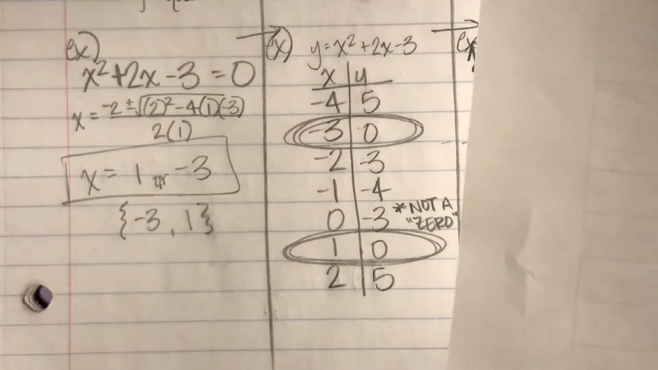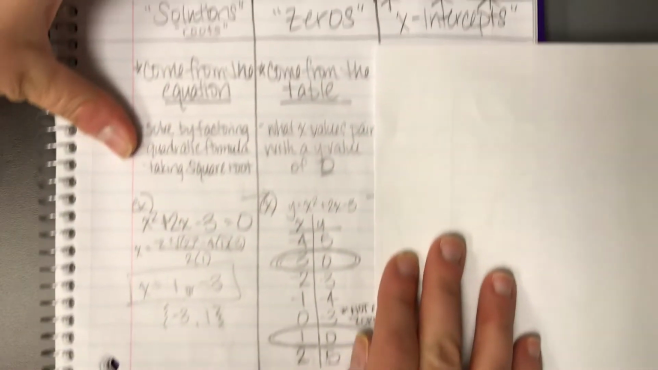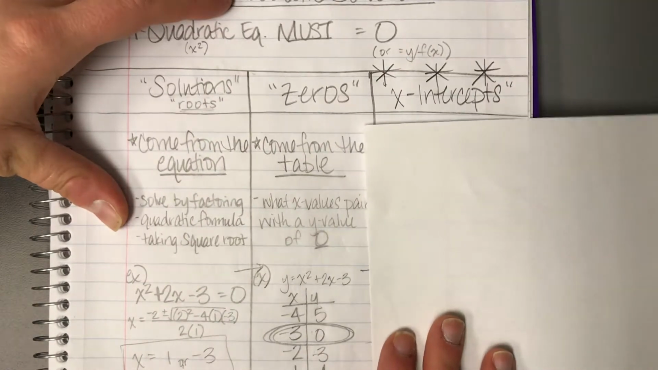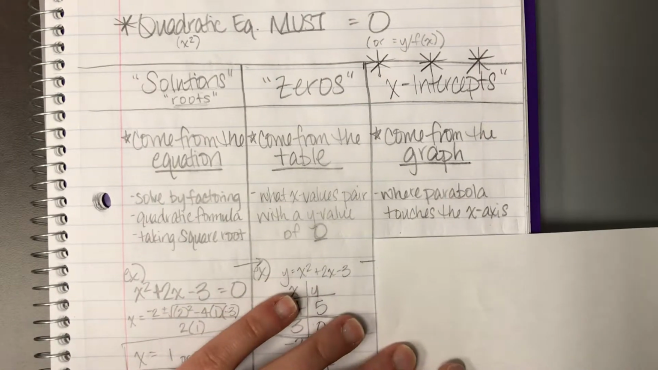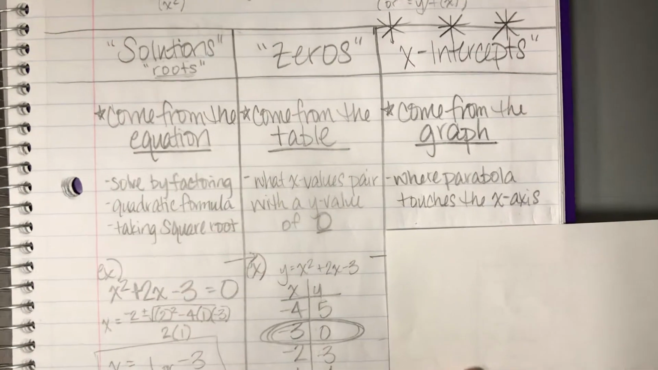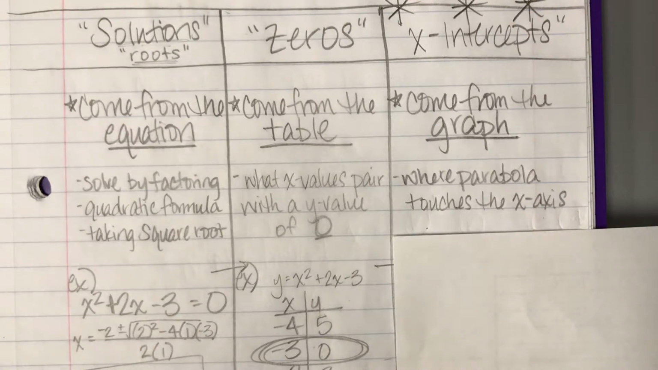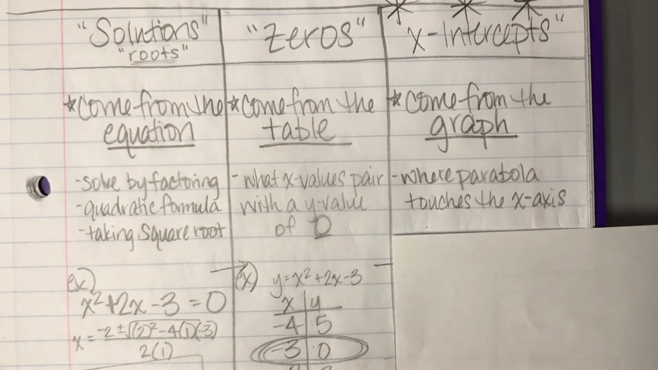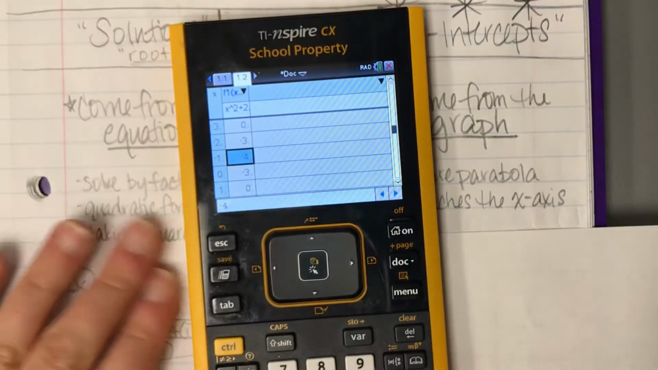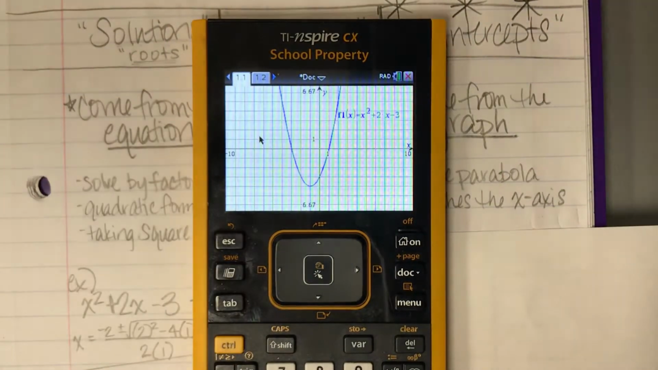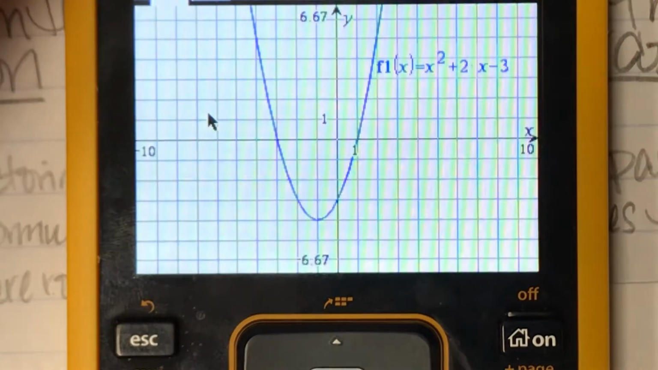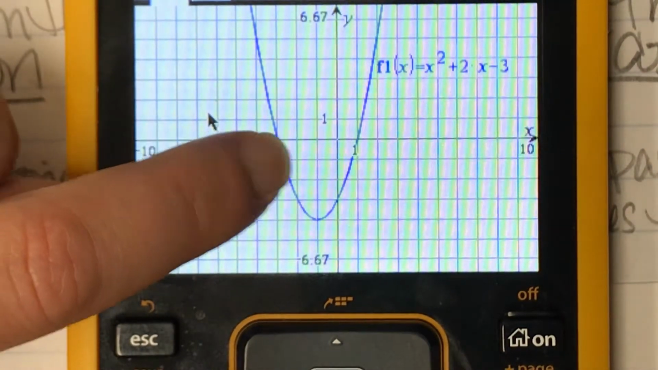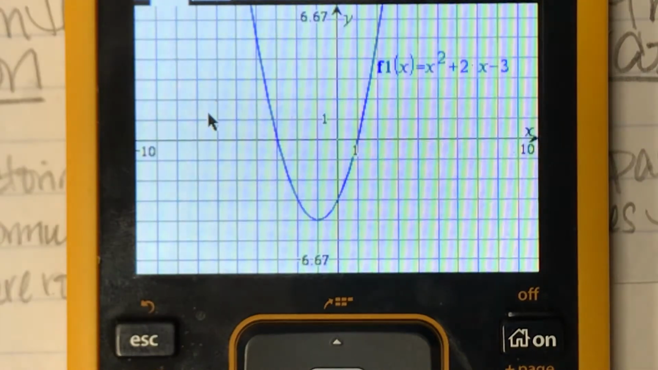The third way to find the answers to your quadratic, we kind of discovered, is that your x-intercepts, where the graph touches the x-axis, also show those same values. So what I did is I took the graph, and we saw it just a minute ago, but let me get back to it. And if I zoom in on that graph, you'll notice that at the -3 and at the +1, that's where this graph is crossing the x-axis.